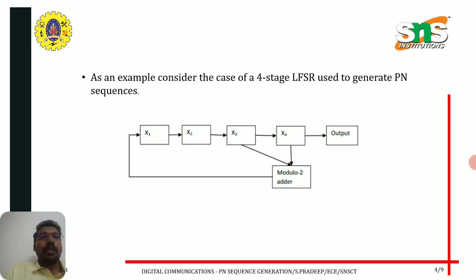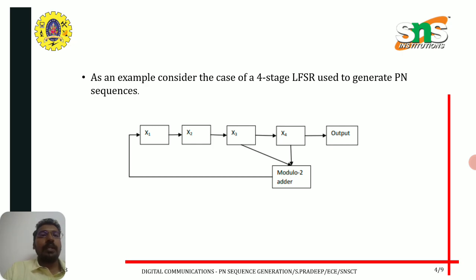For example, in this figure, a 4-stage linear feedback shift register is used to generate a PN sequence. By the formula P equals 2 power n minus 1, we can apply n equal to 4, that is 2 power 4 minus 1. So 16 minus 1, which is equal to 15. By using this circuit diagram, we can generate a 15-bit PN sequence. After the 15th, the 16th bit again starts from the first one.